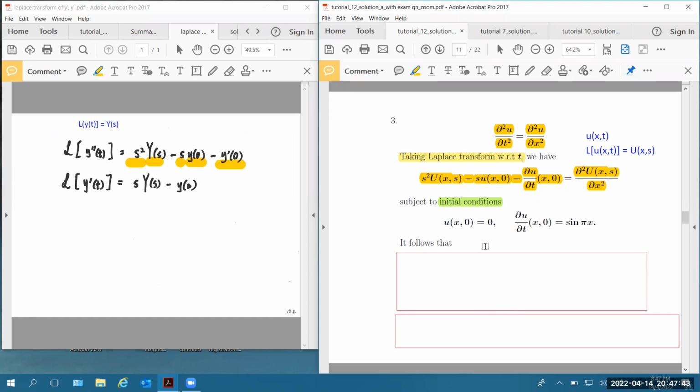Now we see that we have two initial conditions: u(x,0) and the partial derivative of u with respect to t at x, 0. There are two initial conditions, and they are actually given.